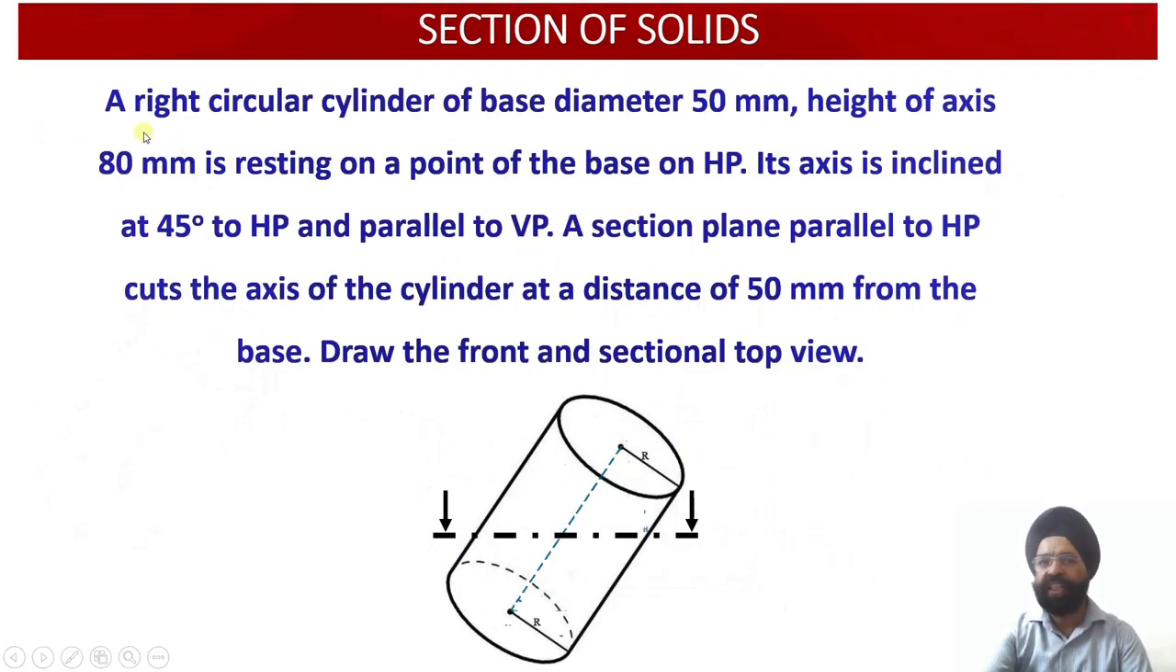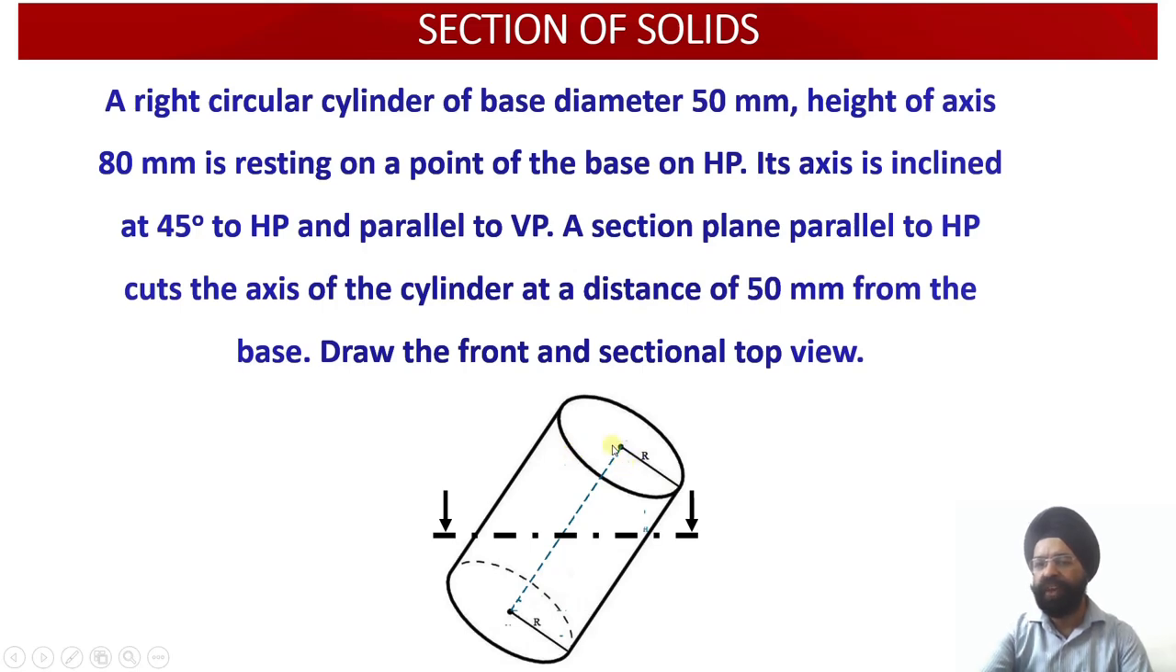So let us read out the statement. A right circular cylinder of base 50 millimeter and axis height 80 millimeter is resting on a point on the base on the horizontal plane, and it has got its axis inclined at an angle of 45 degree to the horizontal plane, and the axis happens to be parallel to the vertical plane. So initially we will assume the cylinder is standing upright with its base resting onto the ground, and then this inclination will be followed in step number 2.